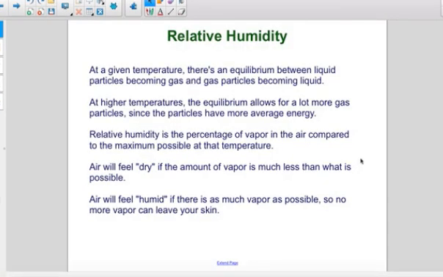At a given temperature, there's an equilibrium between liquid particles becoming gas and gas particles becoming liquid. At higher temperatures, the equilibrium allows for a lot more gas particles, since the particles have more average energy. Relative humidity is the percentage of vapor in the air compared to the maximum possible at that temperature. Air will feel dry if the amount of vapor is much less than what is possible. Air will feel humid if there is as much vapor as possible, so no more vapor can leave your skin.